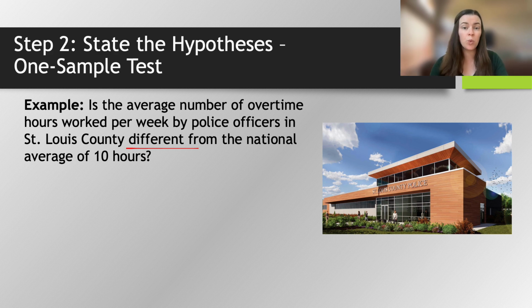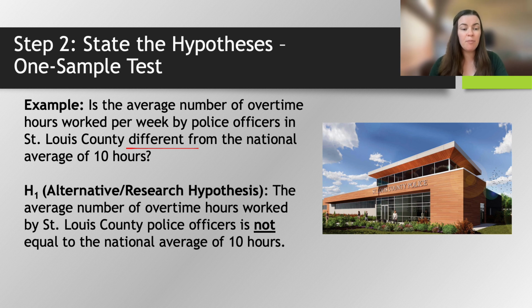So a way that we could write out our research hypothesis is this. The average number of overtime hours worked by St. Louis County police officers is not equal to the national average of 10 hours. But again, we have to show this within the context of statistical notation. So the way we go about that is this below. I have stated here H1 to designate my research hypothesis, but also remember that you could have HA here as well, and that's perfectly fine.